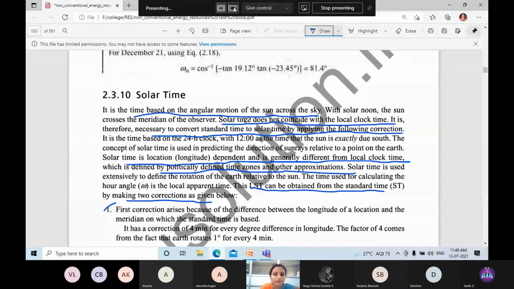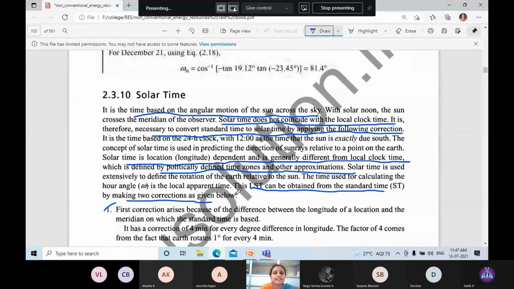Here, solar time does not coincide with the local clock time. Usually we use the local clock time, and solar time does not coincide with that. It is necessary to convert the standard time to solar time by applying some corrections. Solar time is generally different from local clock time, which is defined by politically defined time zones and other approximations.